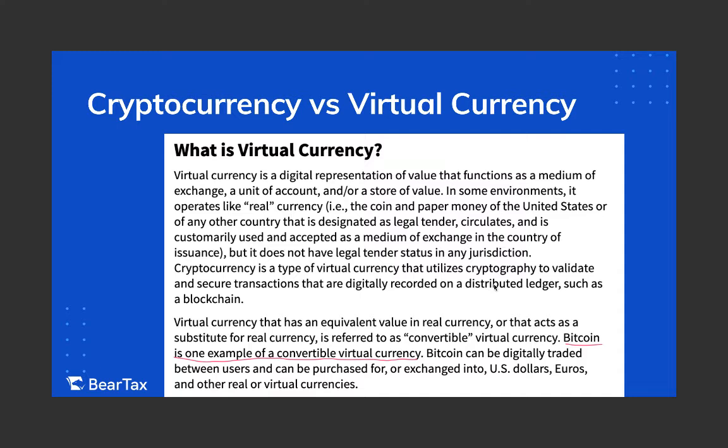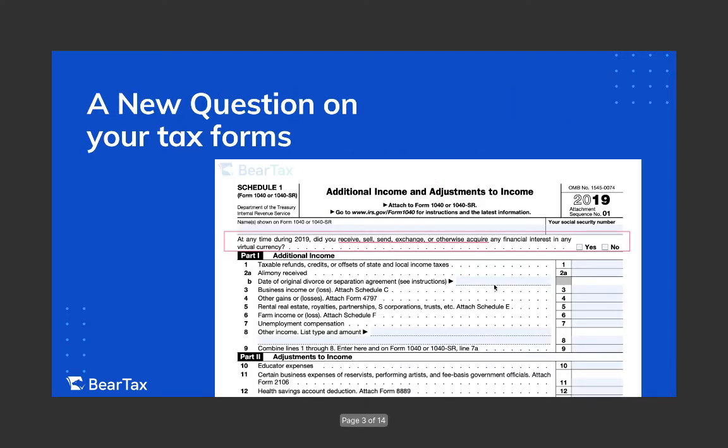Previously, they included in-game currencies too, like V-Bucks and Robux. But later they removed them, and currently we have only Bitcoin as the example of convertible virtual currency. They define the rules on this definition, and this could change any day. So for now, Bitcoin is a virtual currency by the IRS.